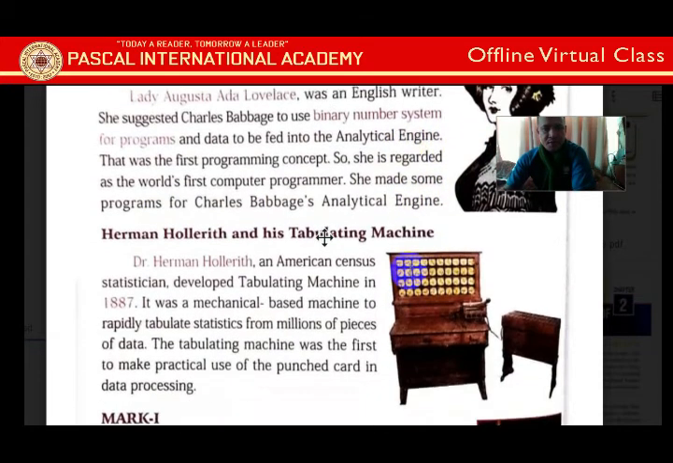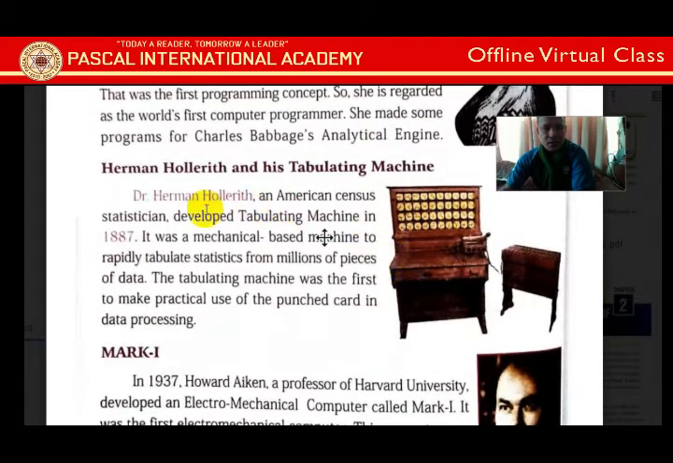So the next one is Herman Hollerith and his tabulating machine. Dr. Herman Hollerith, an American census statistician, developed the tabulating machine in 1887. Why, for what purpose? Because it was a mechanical machine to rapidly tabulate statistics of millions of pieces of data.